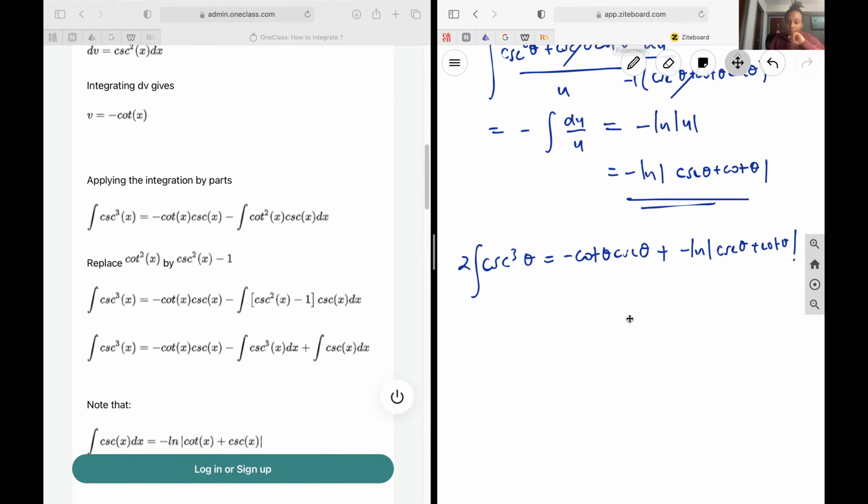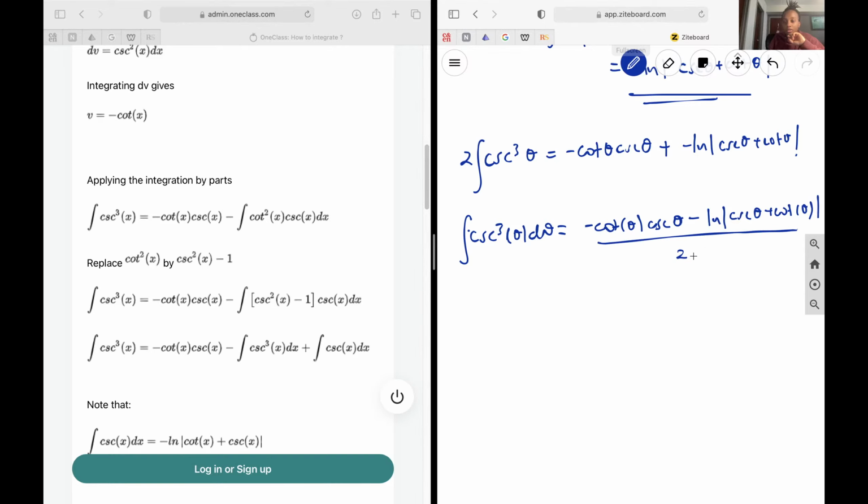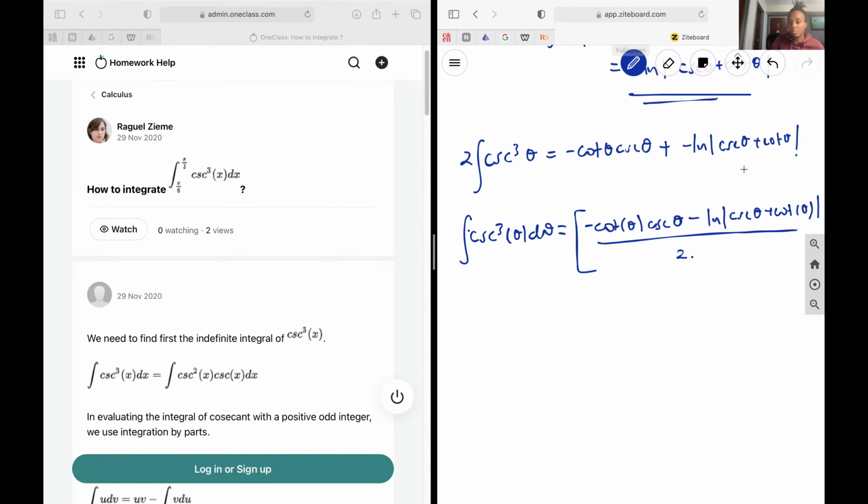Okay. And then we're just going to solve for what we're looking for. So we get the integral of cosecant cubed theta d theta is equal to negative cotangent theta cosecant theta minus ln the magnitude of cosecant theta plus cotangent theta, all over 2. Okay, and then we need to remember the fact that we are integrating from pi over 6 to pi over 3.